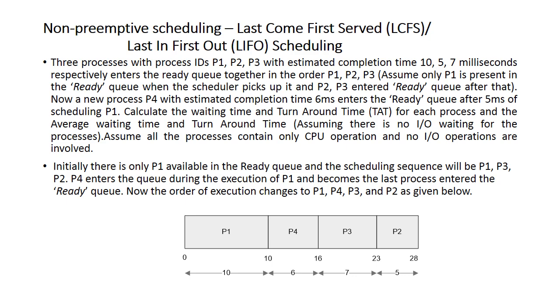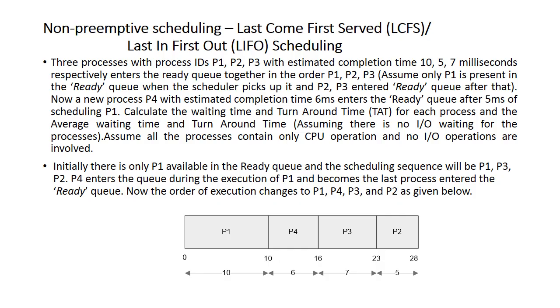Assume only P1 is present in the ready queue when the scheduler picks it up, and P2, P3 entered the ready queue after that. Now, a new process P4 with estimated completion time 6 milliseconds enters the ready queue after 5 milliseconds of scheduling P1. Calculate the waiting time and turnaround time for each process and the average waiting time and average turnaround time, assuming there is no IO waiting for the process. Assume all the processes contain only CPU operations and no IO operations are involved.